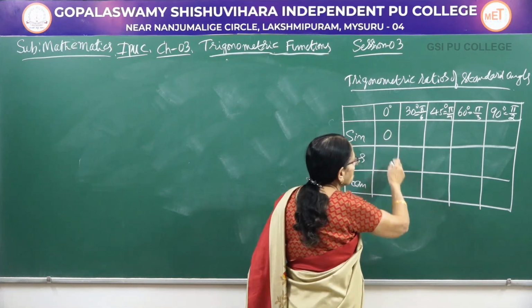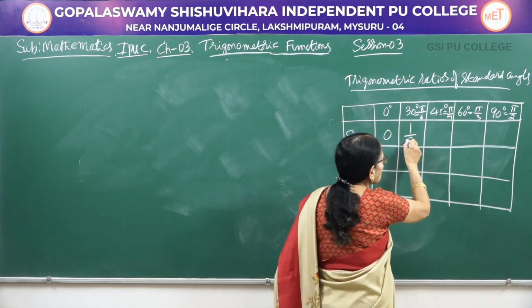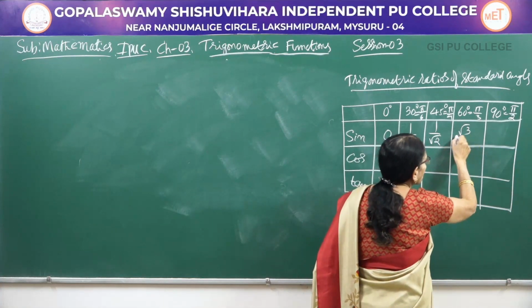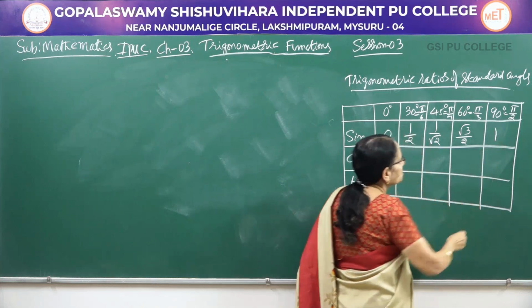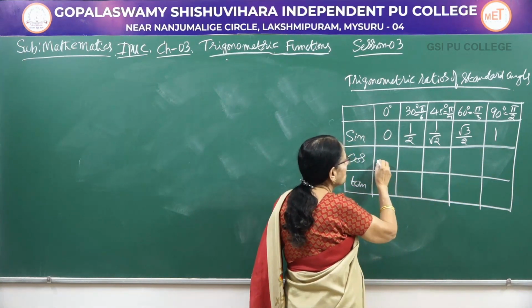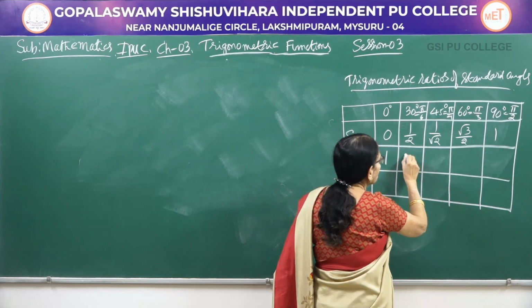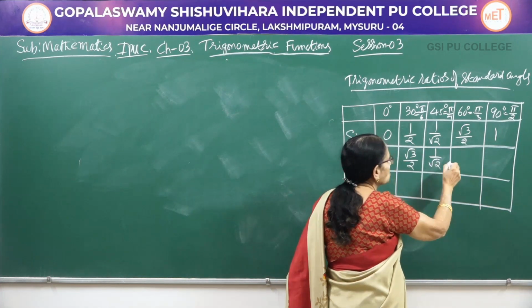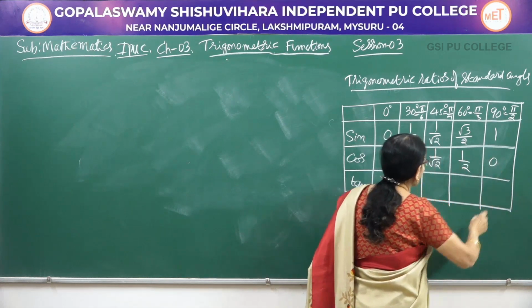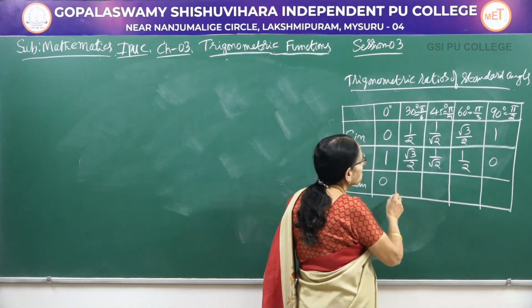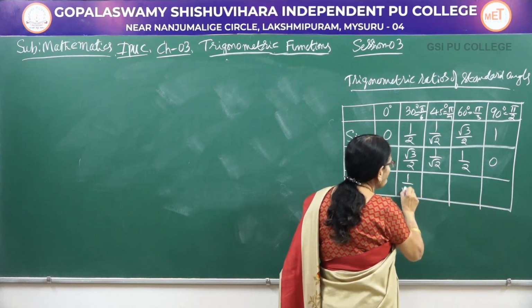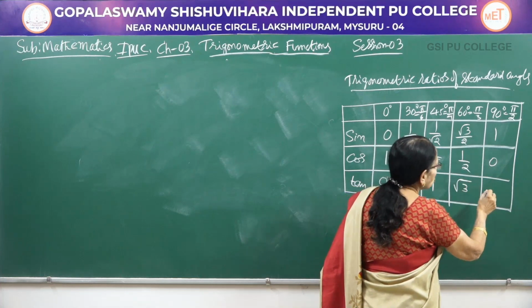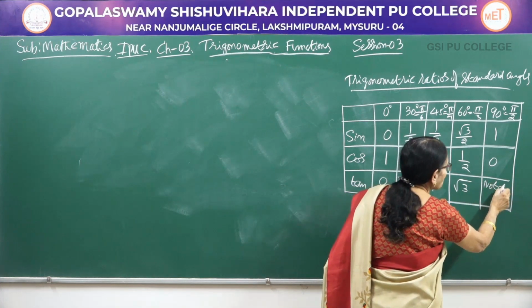Now, sin 0 is 0, sin 30 is 1 by 2, sin 45 is 1 by root 2, sin 60 is root 3 by 2, sin 90 is 1. Similarly, cos 0 is 1, cos 30 is root 3 by 2, cos 45 is 1 by root 2, cos 60 is half and cos 90 is 0. Here tan 0 is 0, tan 30 is 1 by root 3, tan 45 is 1 and tan 60 is root 3. Actually, tan 90 is not defined.